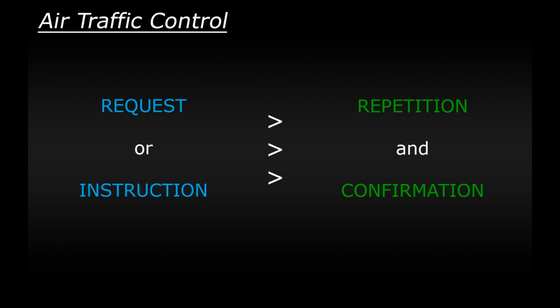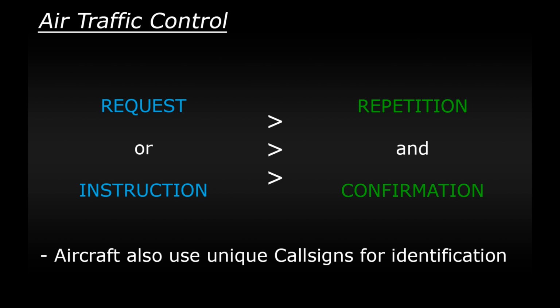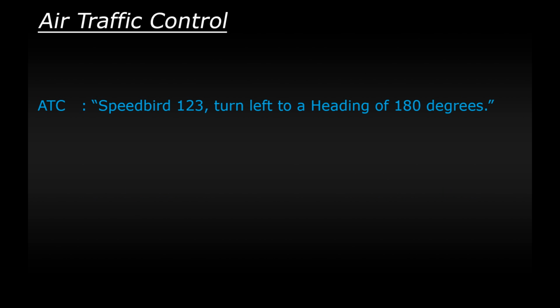Also, when communicating, an aircraft's call sign will be announced, so the pilot and ATC know that they're talking to the correct plane. So let's say we have a British Airways flight flying along. British Airways uses the call sign Speedbird for their planes. So a basic communication would go something like this, starting with air traffic control. Speedbird 123, turn left to a heading of 180 degrees. And then the British Airways pilot will respond, turning left to 180 degrees, Speedbird 123.